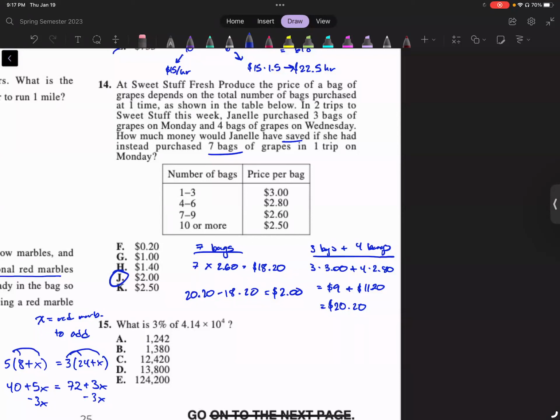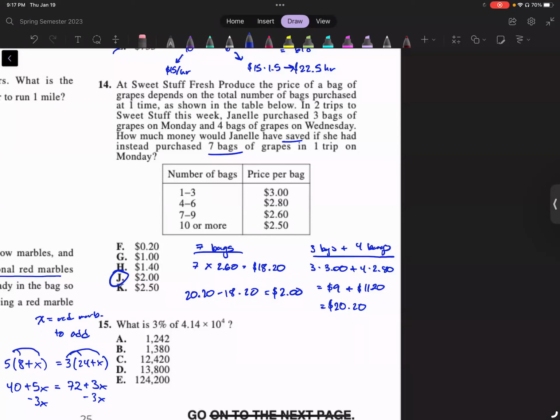Moving on, 14. At Sweet Stuff Fresh Produce, the price of a bag of grapes depends on the total number of bags purchased at one time, as shown in the table below. So something you probably really see: you buy more, get a cheaper price. In 2 trips to Sweet Stuff this week, Janelle purchased 3 bags of grapes on Monday and 4 bags of grapes on Wednesday. How much money would Janelle have saved if she had purchased 7 bags of grapes in 1 trip on Monday?